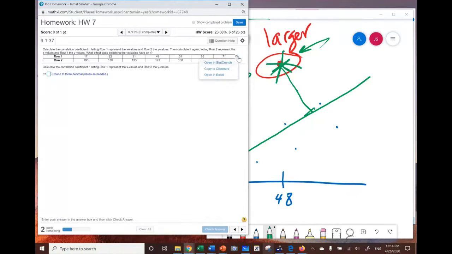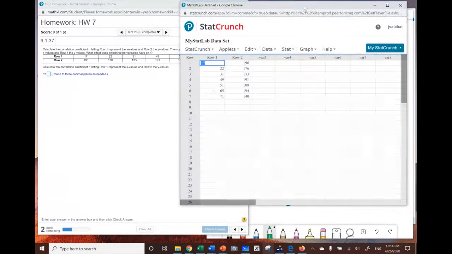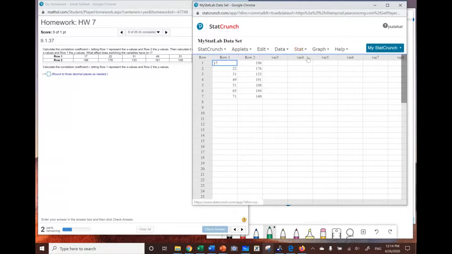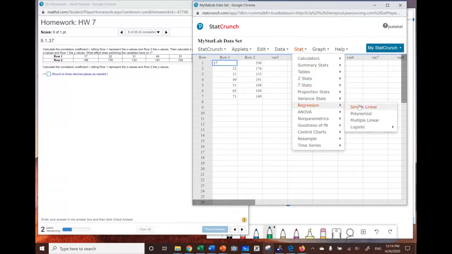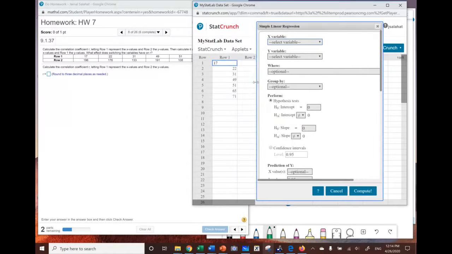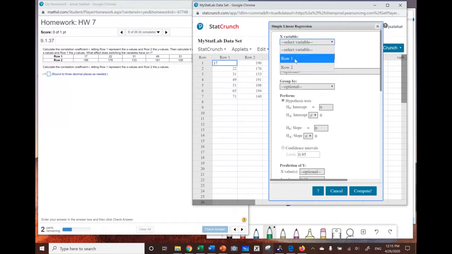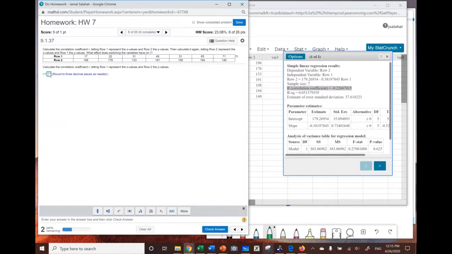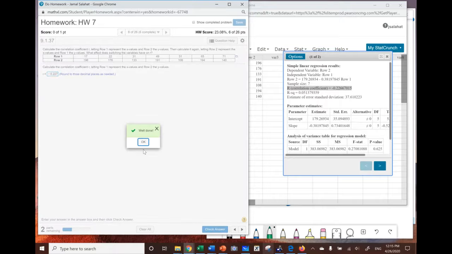So in this case I'm going to copy this into StatCrunch. While here in StatCrunch, I'm going to go to Stat, Regression, Simple Linear, and they tell me to let row 1 represent the X and row 2 represent the Y. They ask me to find the R. When I find the R, here is the R, and they want it rounded to 3 decimal places. Notice it's negative 0.227. Now when I check the answer, it tells me it's correct.